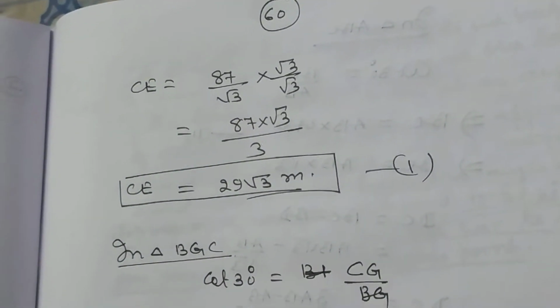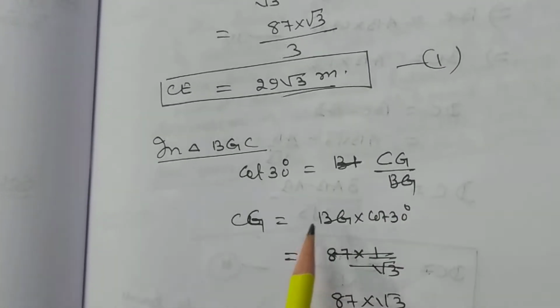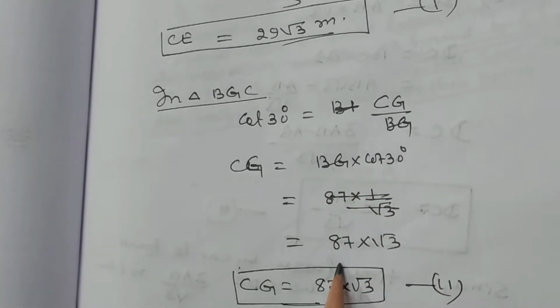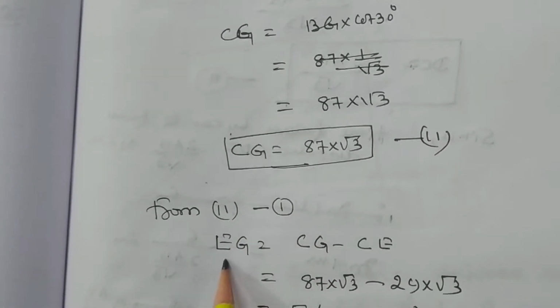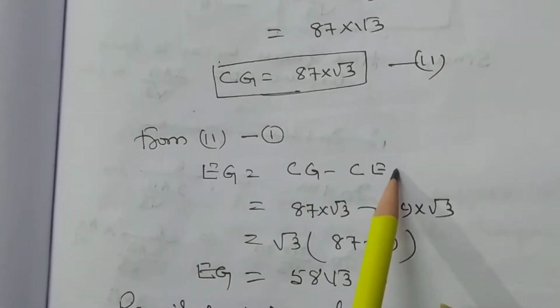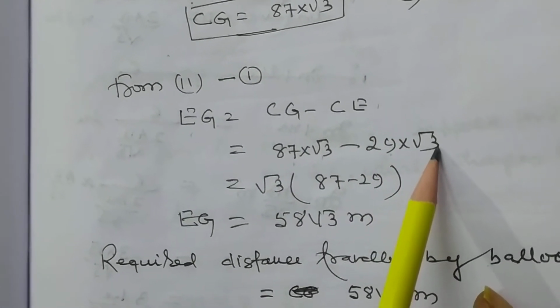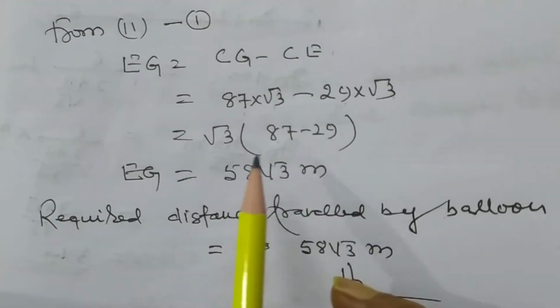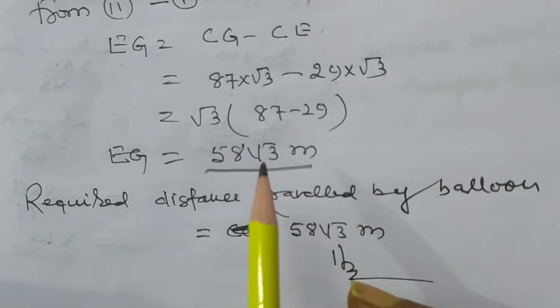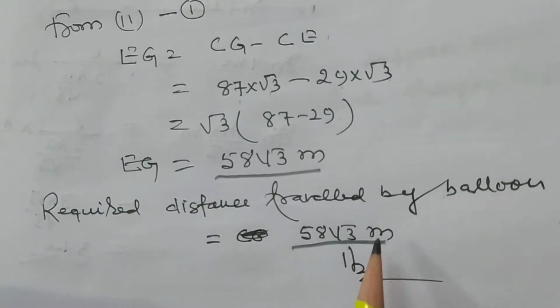Now in triangle BGC, cot 30 degree is equal to CG by BG. So CG is equal to BG into cot 30 degree. So 87 into root 3. CG is equal to, from second minus first, EG is equal to CG minus CE. That is 87 into root 3 minus 29 into root 3. That is root 3 into 87 minus 29. That is 58 into root 3 meter EG. So required distance traveled by balloon is equal to 58 into root 3 meter.